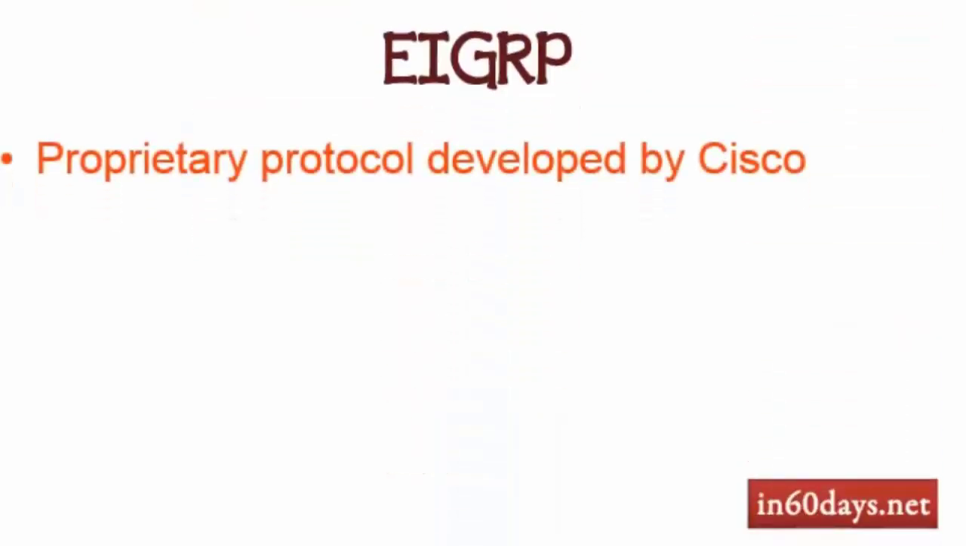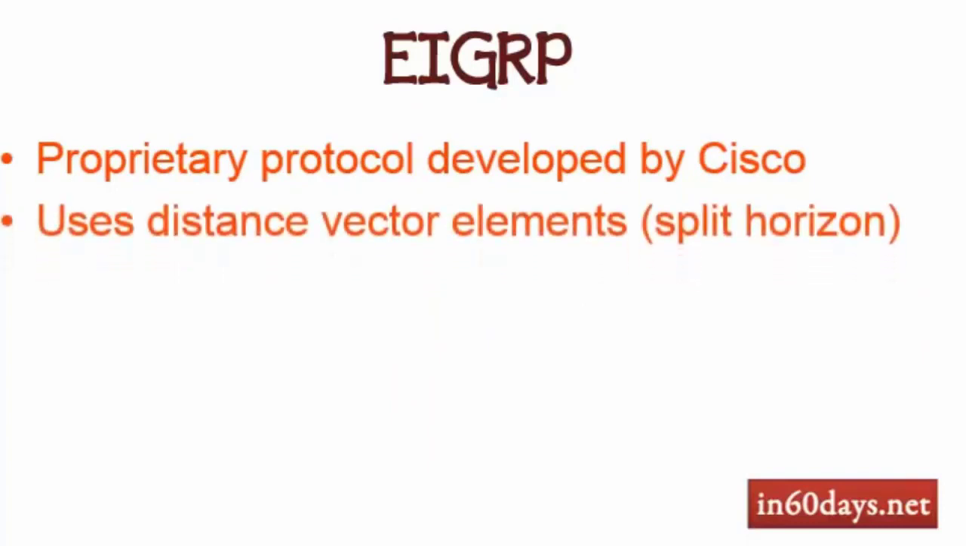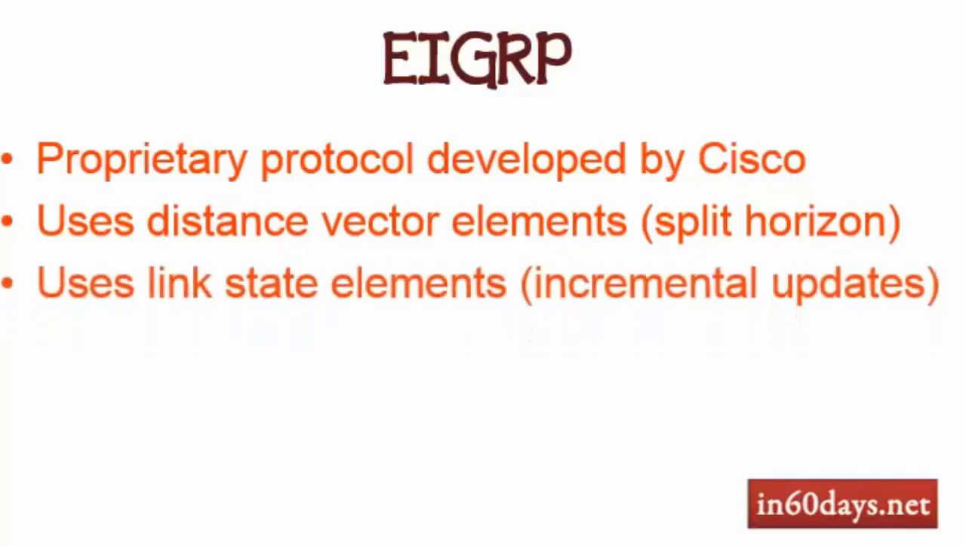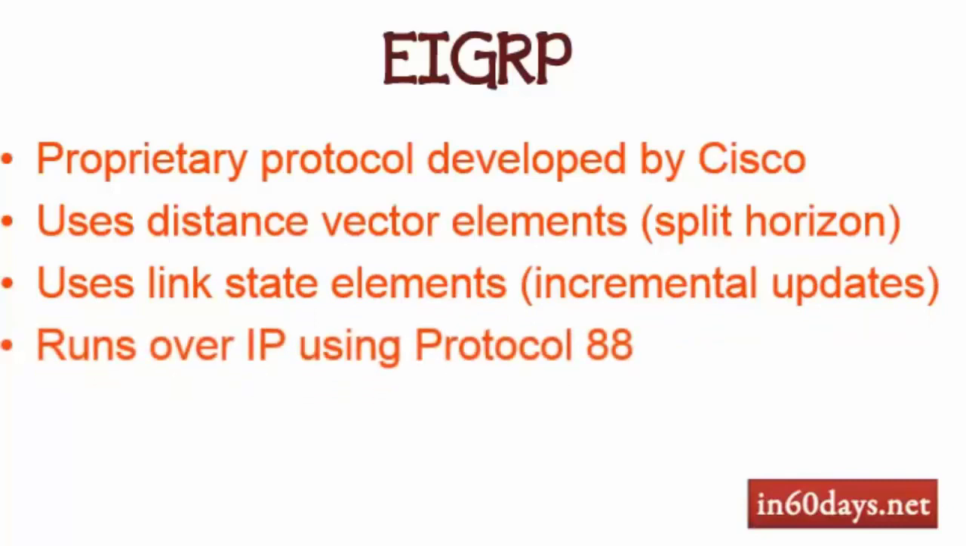So Cisco developed EIGRP, so it's considered proprietary. It uses distance vector elements, and one of them is split horizon, but it also uses link state elements, such as incremental updates. So it can be considered a hybrid protocol. It runs over IP using protocol 88.